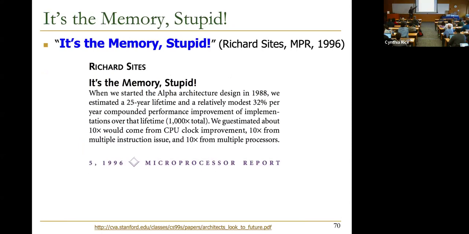This is one of my favorites. Dick Sites, who was the chief architect of Alpha processors, after they designed a flagship Alpha processor, he wrote this one-pager that basically says it's the memory, stupid. Basically, he said that we designed this Alpha processor, which is quite capable. It's able to finish 4 instructions every clock cycle. But on this important workload that we think we designed it for, it's finishing 1 instruction every 4.7 clock cycles. That was a database workload.